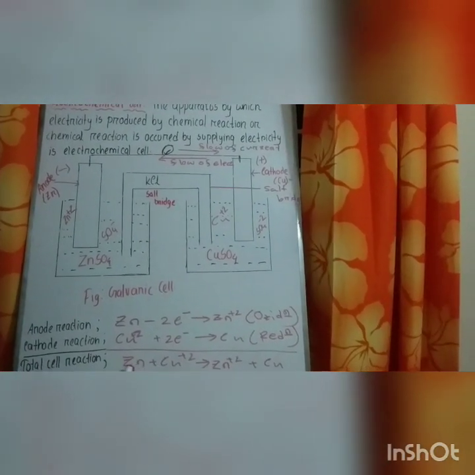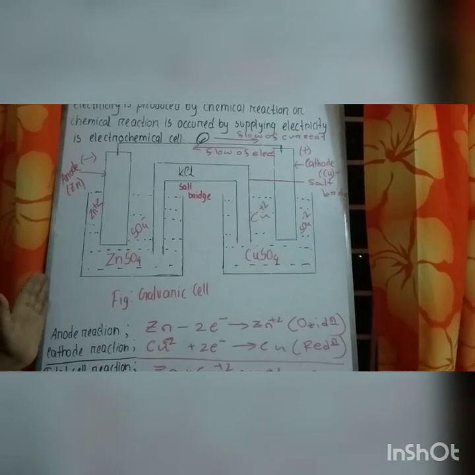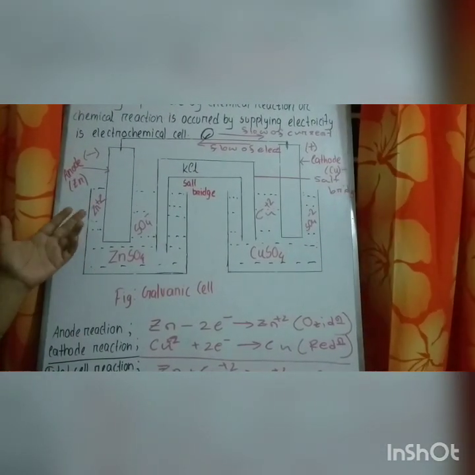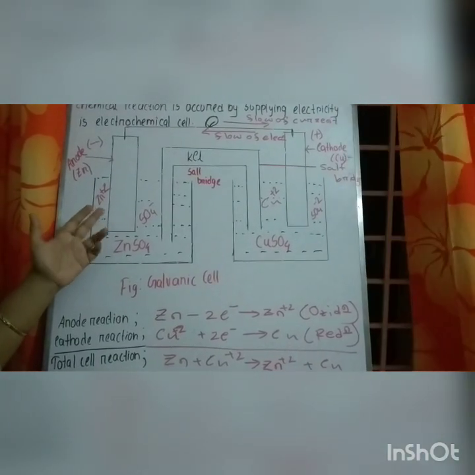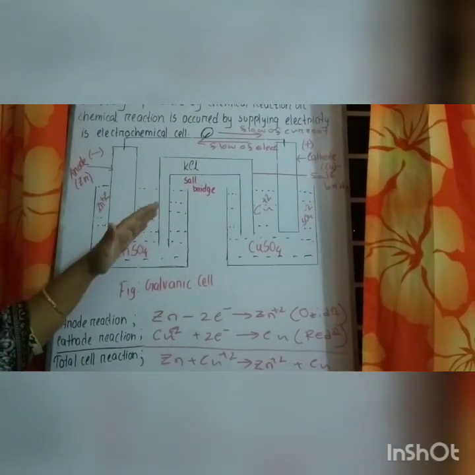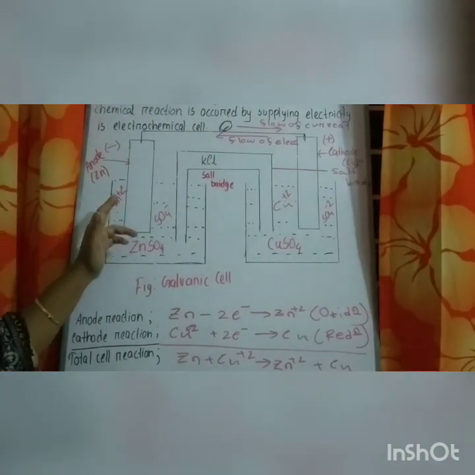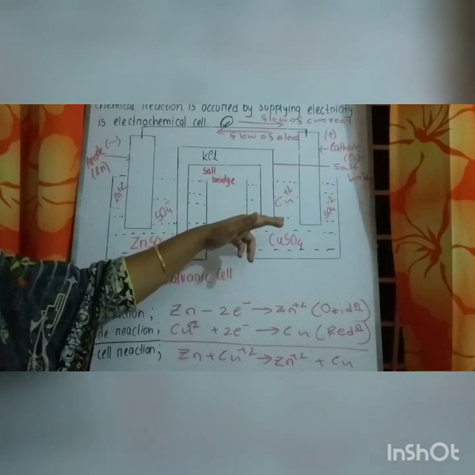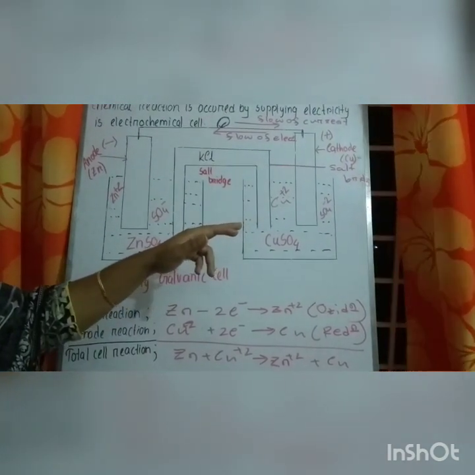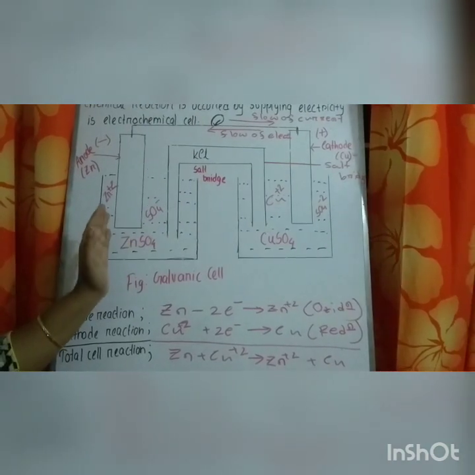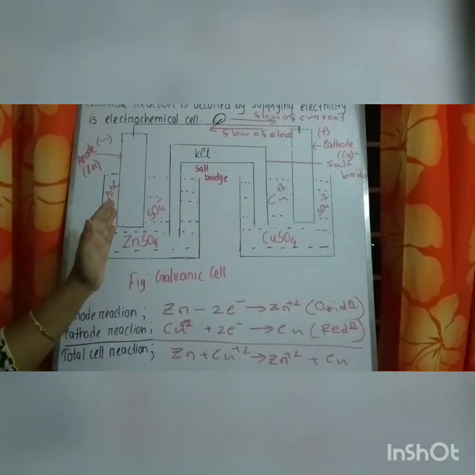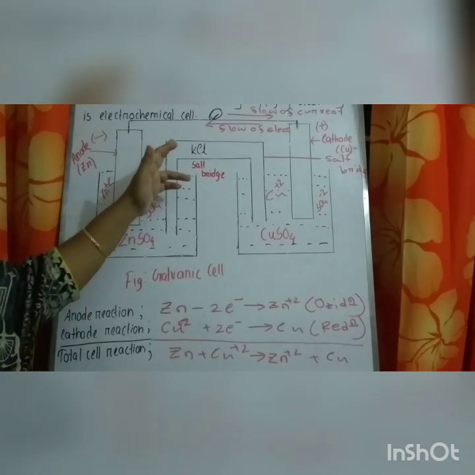So what is the overall reaction? Zinc plus copper ion equals zinc ion plus copper. Now as the reaction proceeds, going and going, the moment electrons start to move, electricity will start to be produced. But electrons will go from anode to cathode, and electric current will flow from cathode to anode. That means the flow of current is completely opposite to the flow of electrons.